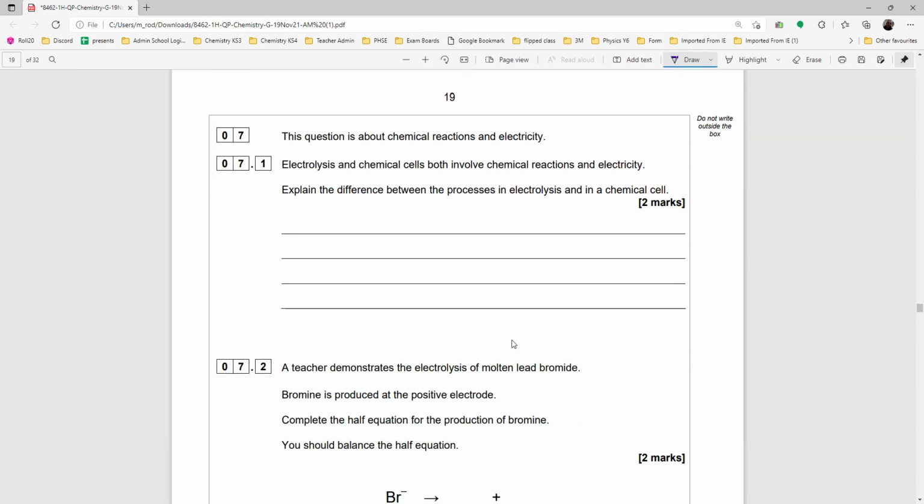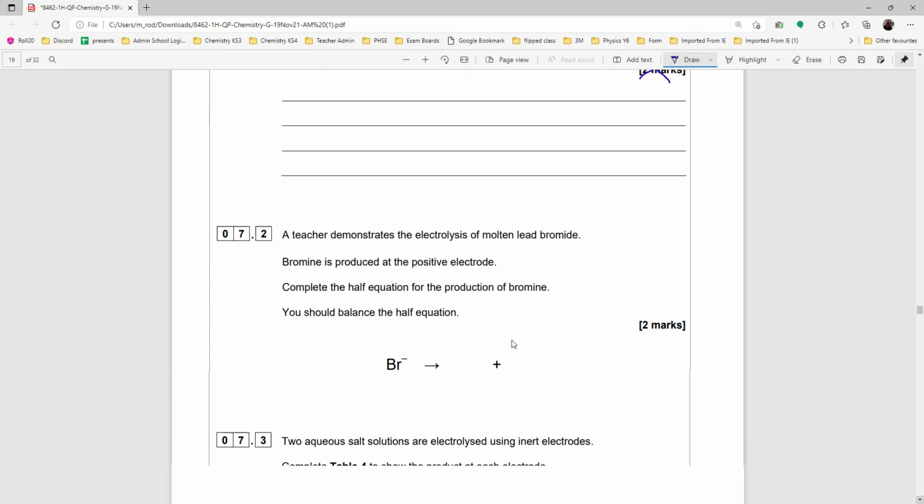Moving on. This question is about chemical reactions in electricity. Electrolysis and electrical cells both involve chemical reactions in electricity. Explain the difference between the process of electrolysis and in a chemical cell. Now, you didn't have to do this one, so I'm going to skip it, because this is the only thing that we hadn't covered.